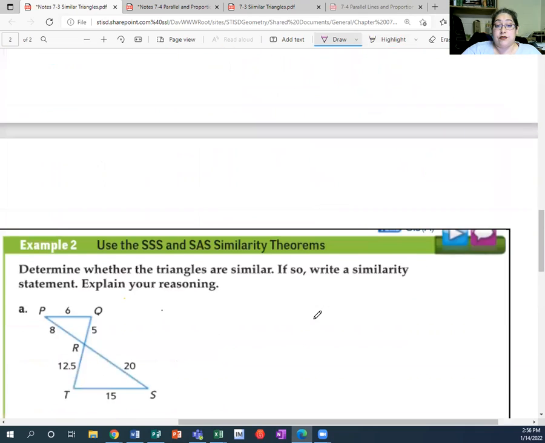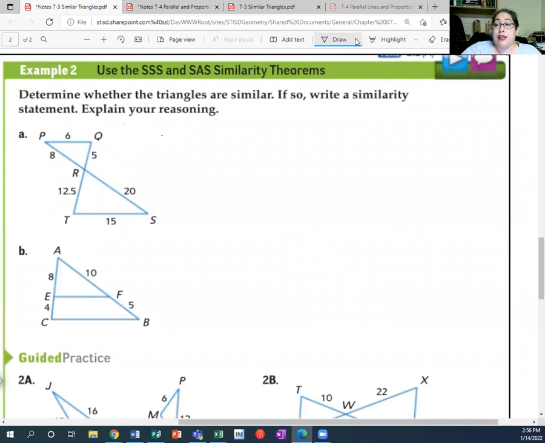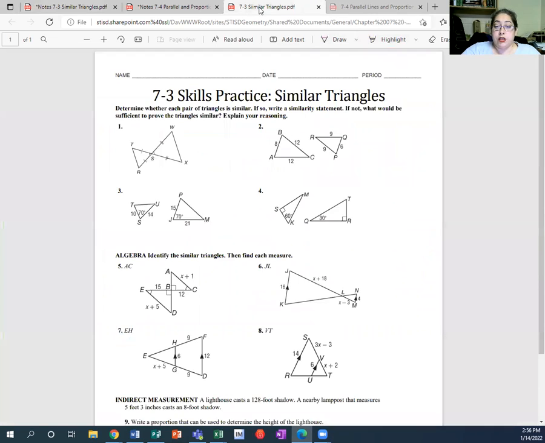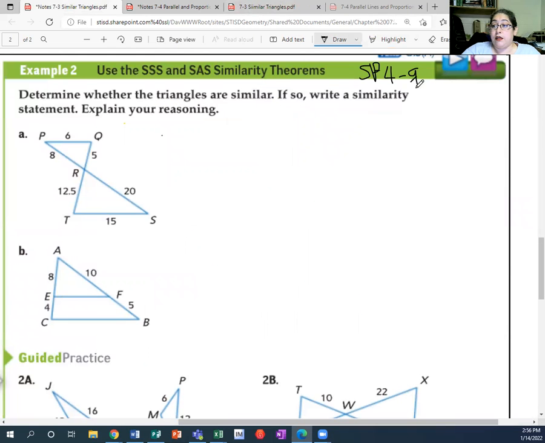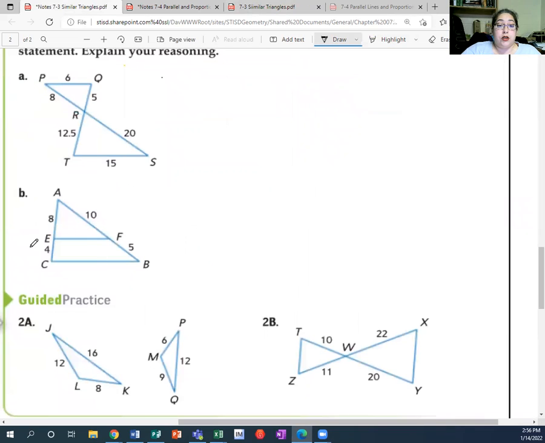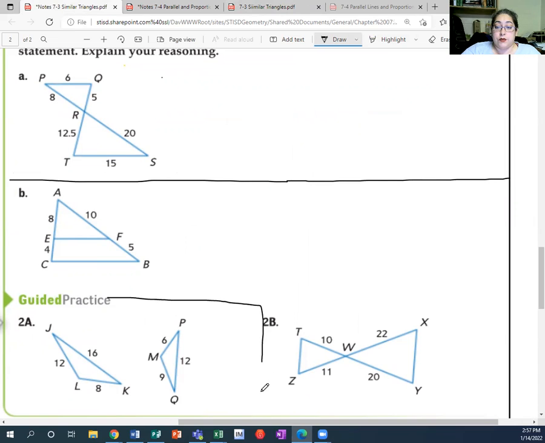Let's use this information here on example 2, and I believe this is going to help you with your skill practice 4 through something. 4 through 9? Double check it. 4 through 8. Okay, this will help you with skill practice 4 through 8. I'm going to do question number B. So we'll do B together, and then we'll do 2A together. Okay, so those are the ones we're going to do. All right, so let's look at B first.